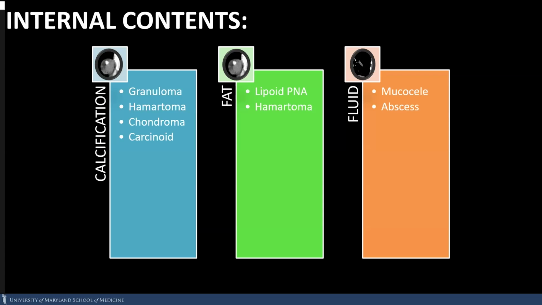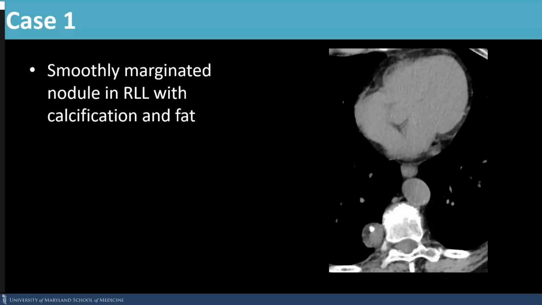When you look at fat content of a nodule, it could be something like a lipoid pneumonia or a hamartoma. Other things to consider: if it has fluid within the nodule itself, you can think about it being an abscess or a mucocele. So let's review a few cases just to show you an example of different internal contents and what the differential diagnosis could look like. Here is a right lower lobe nodule. You can see it's nice and smoothly marginated. There are both calcifications and fat within this nodule itself.